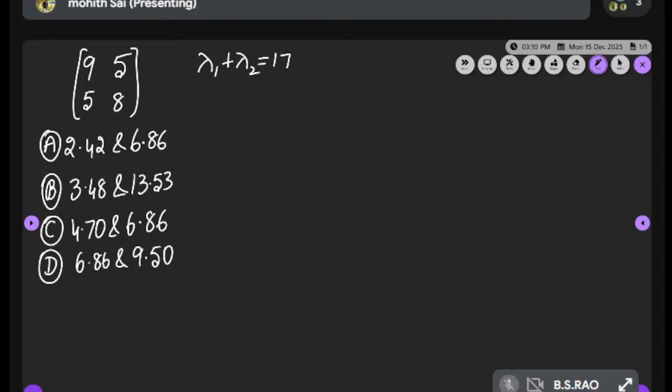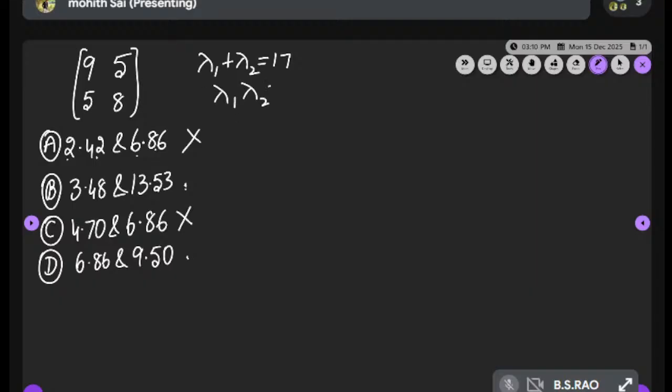Which one is nearer to 17? 6 plus 2 is 8, 4 and 8, 10, 9 point... it is not nearer. 13 and this may be somehow nearer. 6 plus 4 is 10, it is not nearer. 9 and 6 is 15, 16 point something, this is also near. Among these two, how to decide?